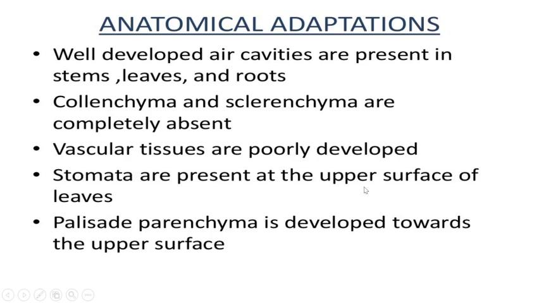Stomata are present at the upper surface of the leaves. That means such type of stomata are present on the free floating plants. Palisade parenchyma is developed toward the upper surface.